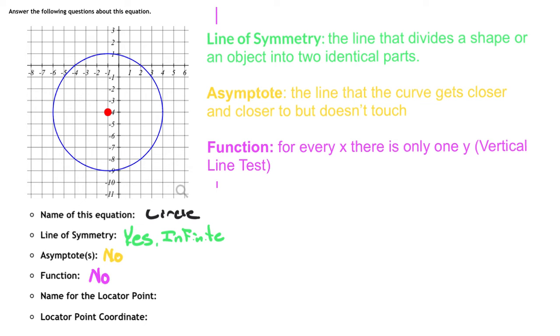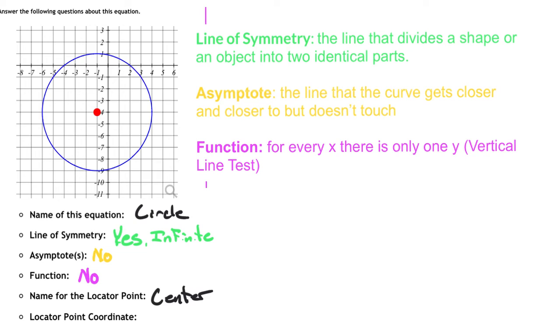The name of the locator point, I said it already, is the center. And that point itself is going to be at -1, -4. So it's at the point -1, -4. That is where that locator point is. And that is important for us as we write our equation.